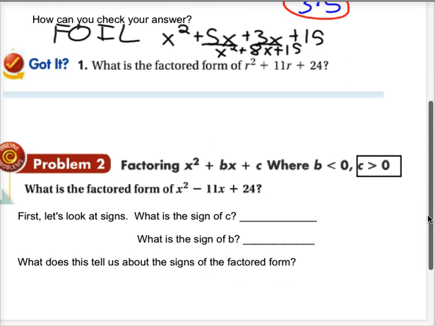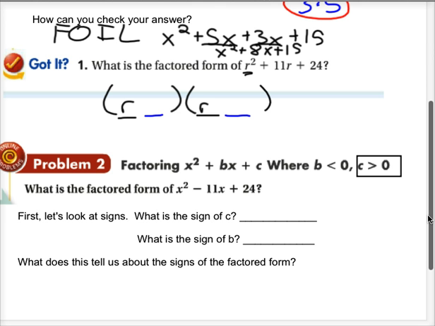So let's do another one. What is the factored form of r squared plus 11r plus 24? I'm asking you to factor a quadratic. Now, don't be concerned that the variable is different. Even if you have a different variable, it's going to act exactly the same way as when you had an x. This r squared is still coming from the first terms. So what two things multiply to give you r squared? Well, that's the same question as the two things to multiply to give you x squared, except this time it's going to be r and r.